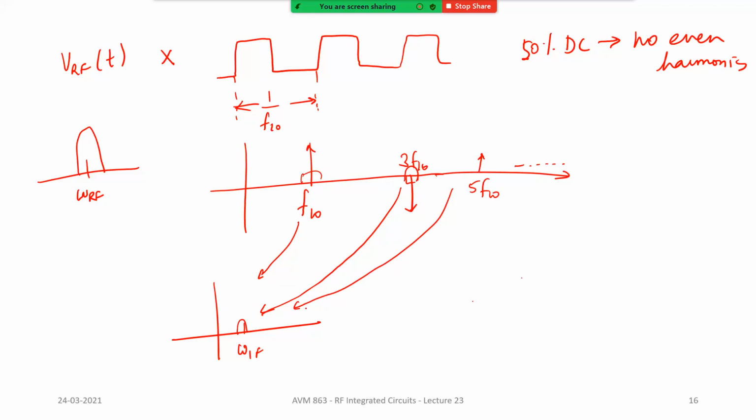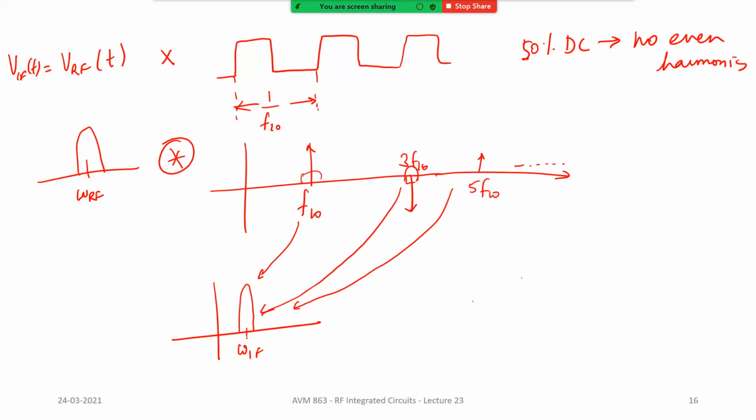I mean, it is multiplication in the time domain. Let me say VIF of t is this. So it is multiplication in the time domain, and it becomes convolution in the frequency domain. So let's say this is our desired signal coming down from omega RF, and if there is anything around 3FLO, 5FLO, 7FLO, that will also get mixed down to the same intermediate frequency. That is what you will see if you do the convolution operation.